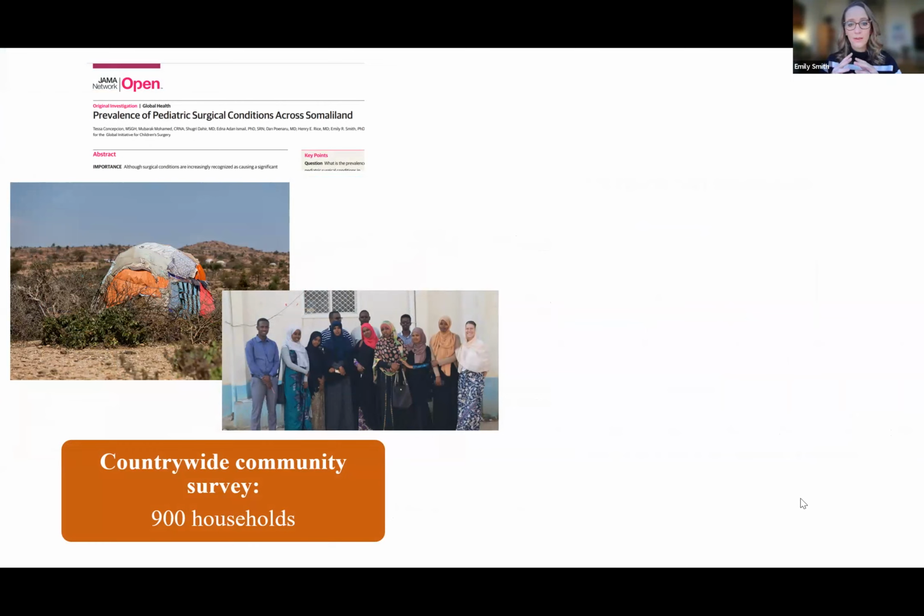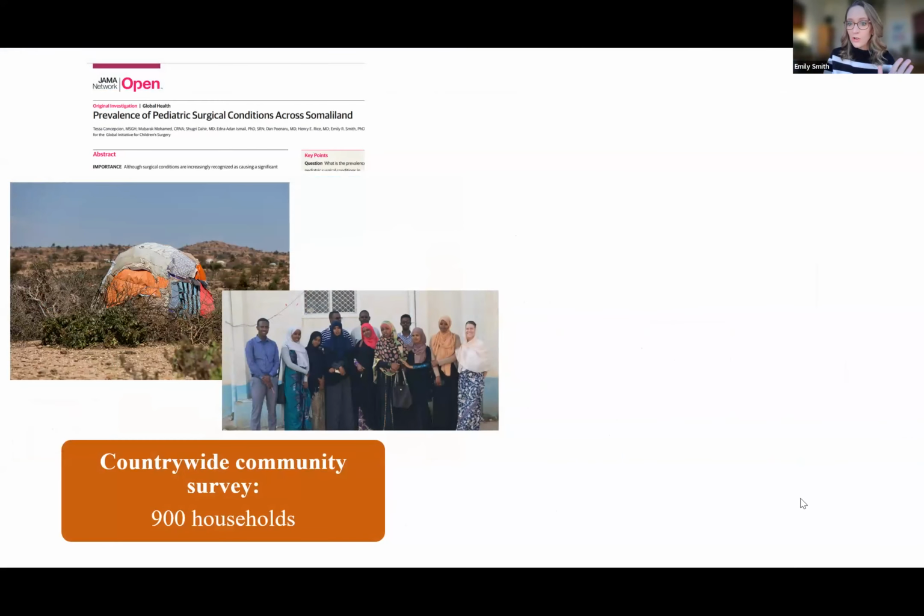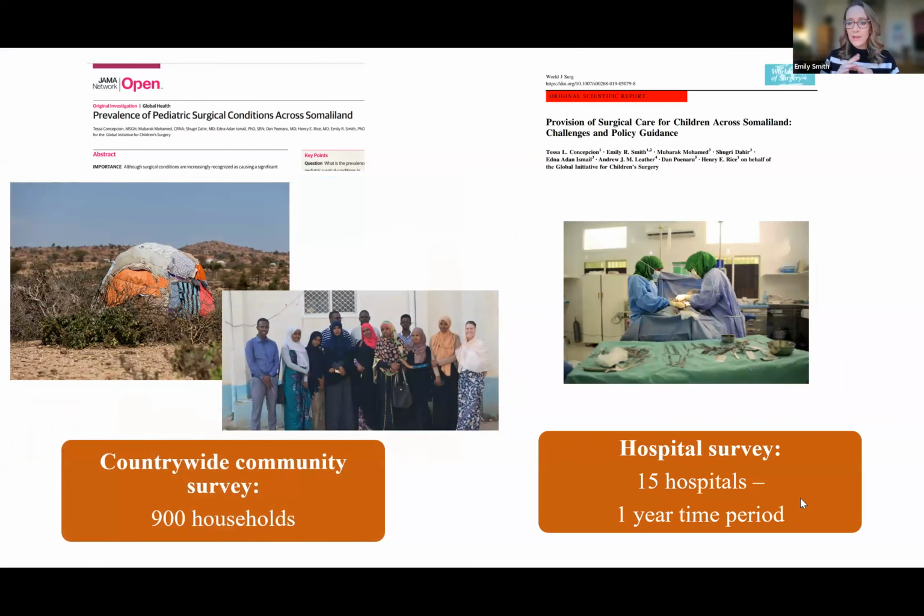And so we hired a team of data collectors that are all in country. A lot of them were from the communities that they actually went into, and they received training at Keystone University Hospital. We went to 900 homes in all 6 regions of the country. Here's the map again. Hargeisa is the capital, so 50% of the population is there, and then it gets more remote the further out you get, but we still collected data there. So we went to 900 homes, but we also collected data in 15 hospitals over a 1-year time period.